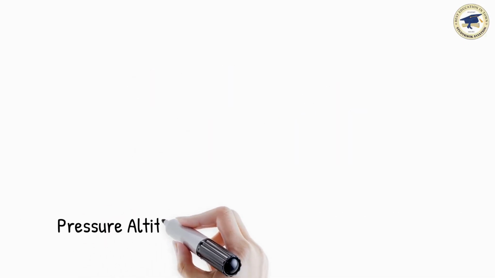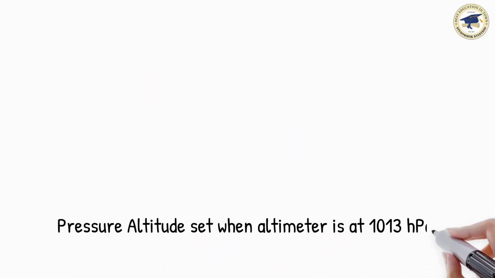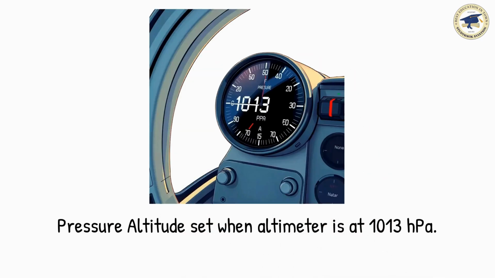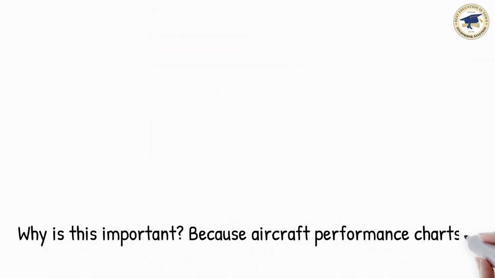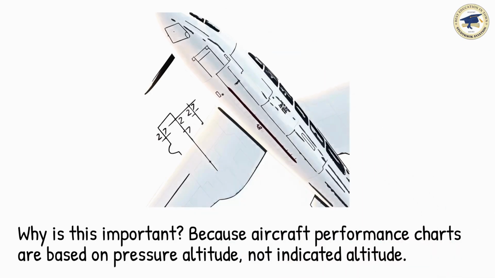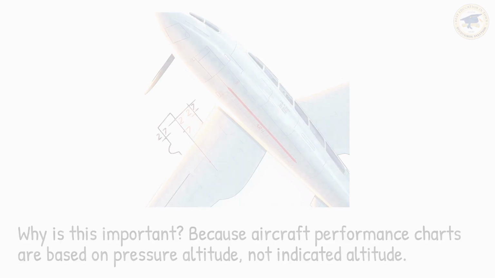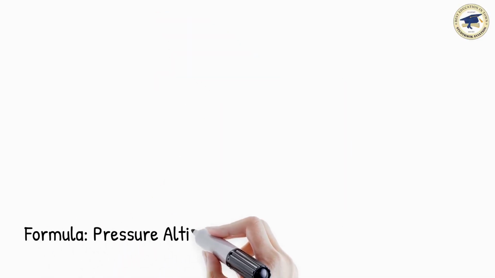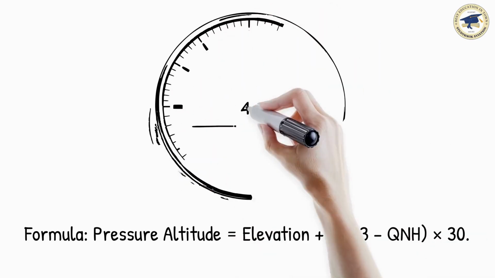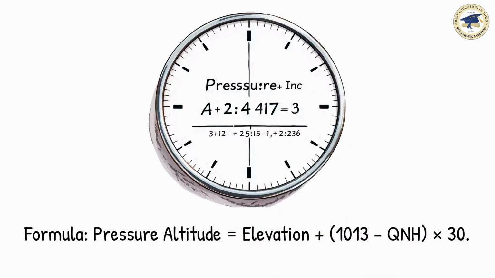Now let's move to pressure altitude. It's the altitude shown when altimeter is set to 1013 hectopascals. Why is this important? Because aircraft performance charts are based on pressure altitude, not indicated altitude. Formula, pressure altitude equals elevation plus 1013 minus QNH times 30.